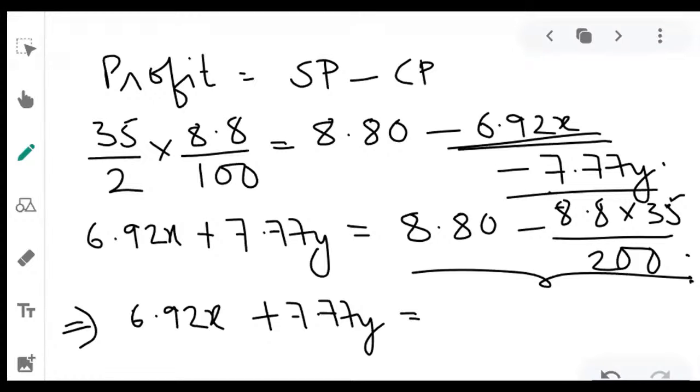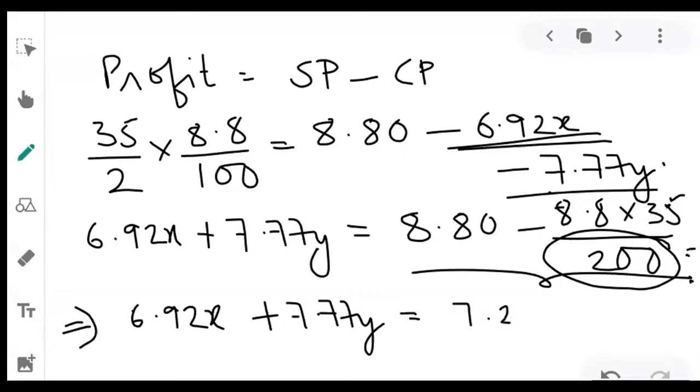Someone with calculators, please jump on it. 1452. No divided by, no multiplied by, nothing like that. You have to take LCM over there, ma'am. This is equals to, how can it be 1452? Divided by 200 also should be there, right?